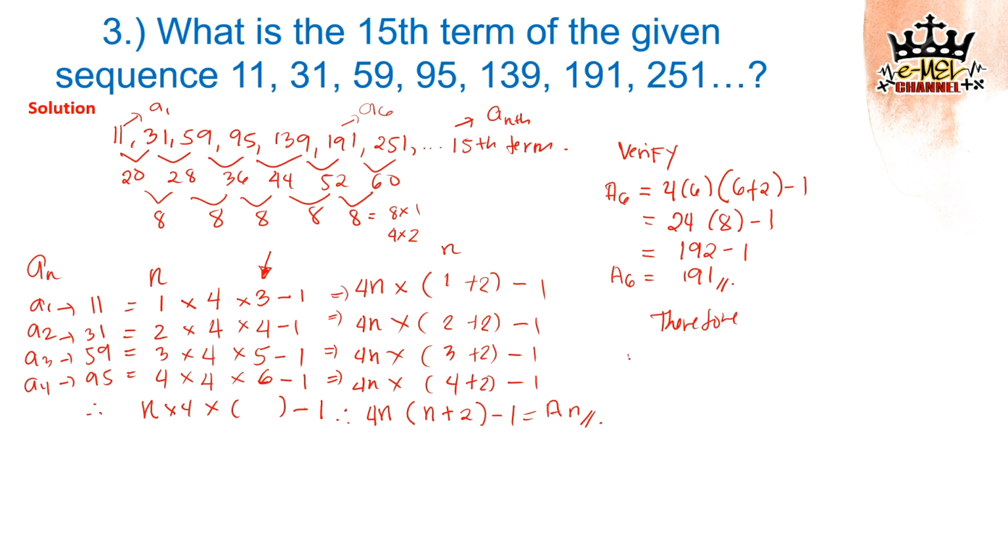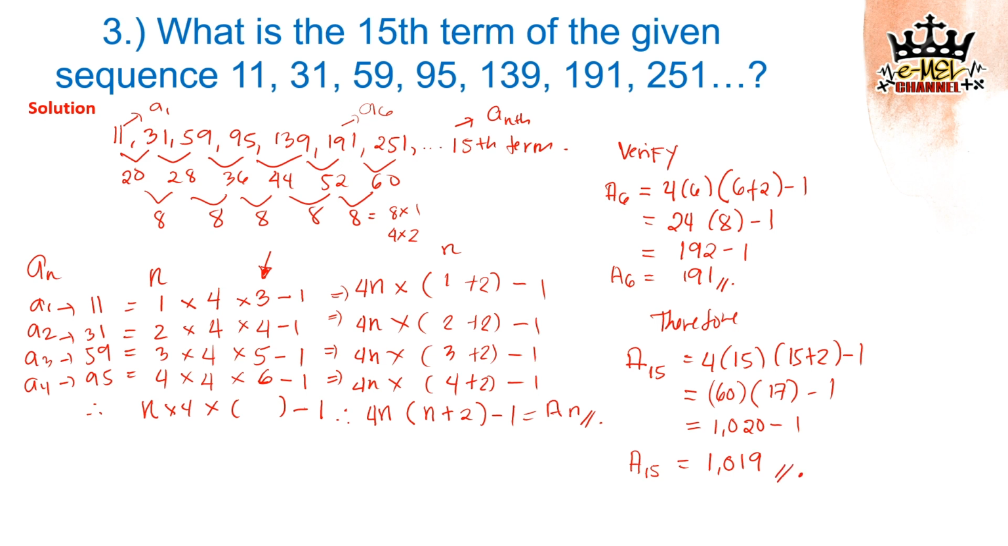Therefore, if we're asked to solve for the 15th term, then by substitution, 4 times 15 is 60, 15 plus 2 is 17. Then by calculator, 60 times 17 is 1020. So we have here 1020 minus 1. Therefore, the 15th term for this sequence is 1019. That's the final answer.